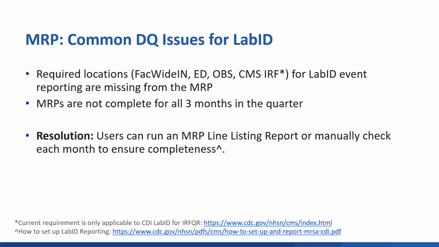And then an easy way to check and make sure that your monthly reporting plans are complete is to run the monthly reporting plan line listing report in the NHSN reports folder. It's under the supplemental reports, or if you're checking for a smaller quarter, I sometimes just check manually within the application and just verify that all your locations and organisms that you want to follow have been added to the monthly reporting plan. Next slide.